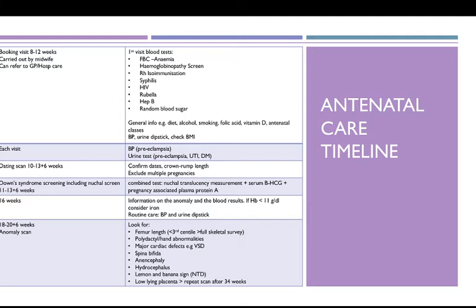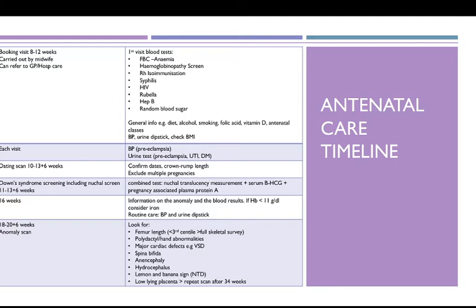So the next appointment that you'd have is the dating scan, and this confirms the date. The way that it does that is by measuring the crown to rump length, and it also excludes any multiple pregnancies at this point, or confirms multiple pregnancies at this point.